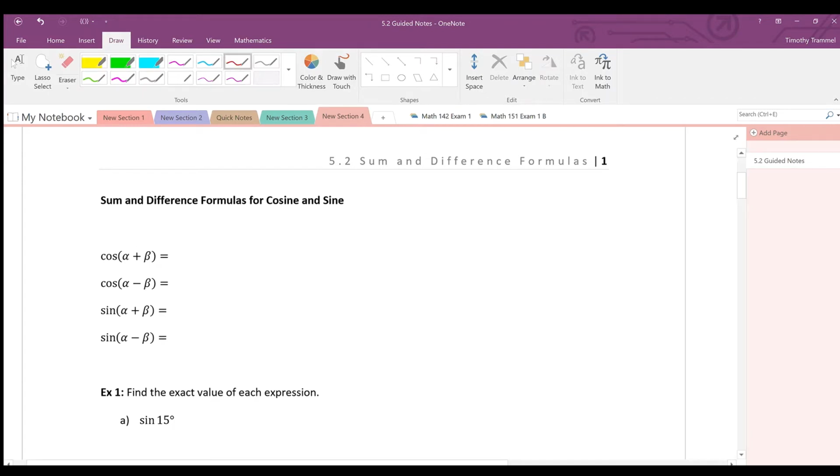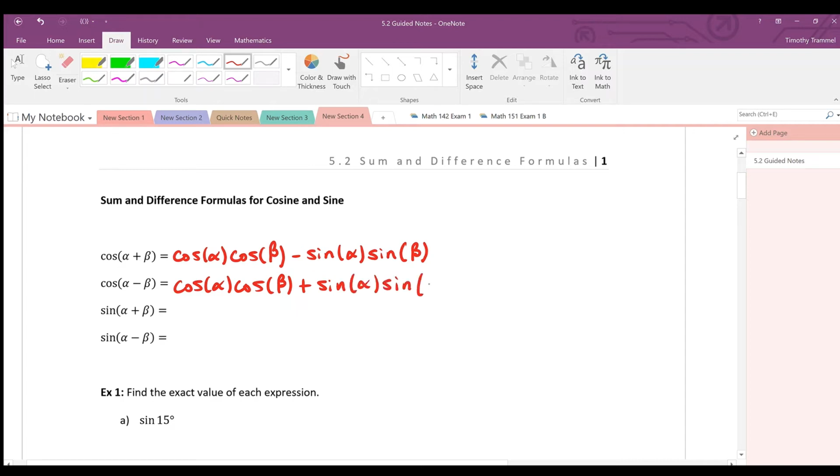So the first one is cosine of alpha plus beta is equal to cosine of alpha, cosine of beta, minus sine of alpha times sine of beta. Cosine of alpha minus beta looks almost the exact same, other than there's going to be a plus sign here. So cosine of alpha, cosine of beta, plus sine of alpha, sine of beta.